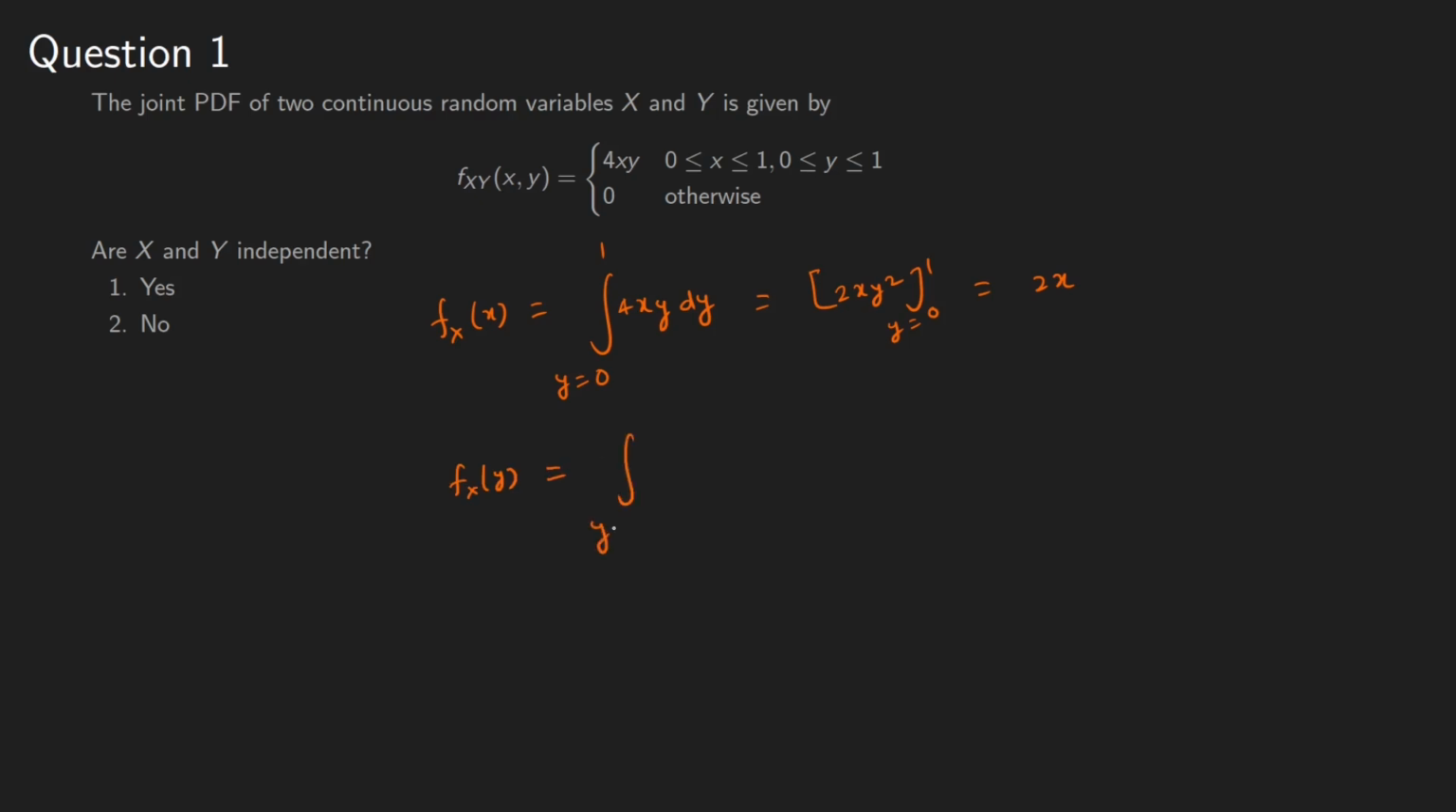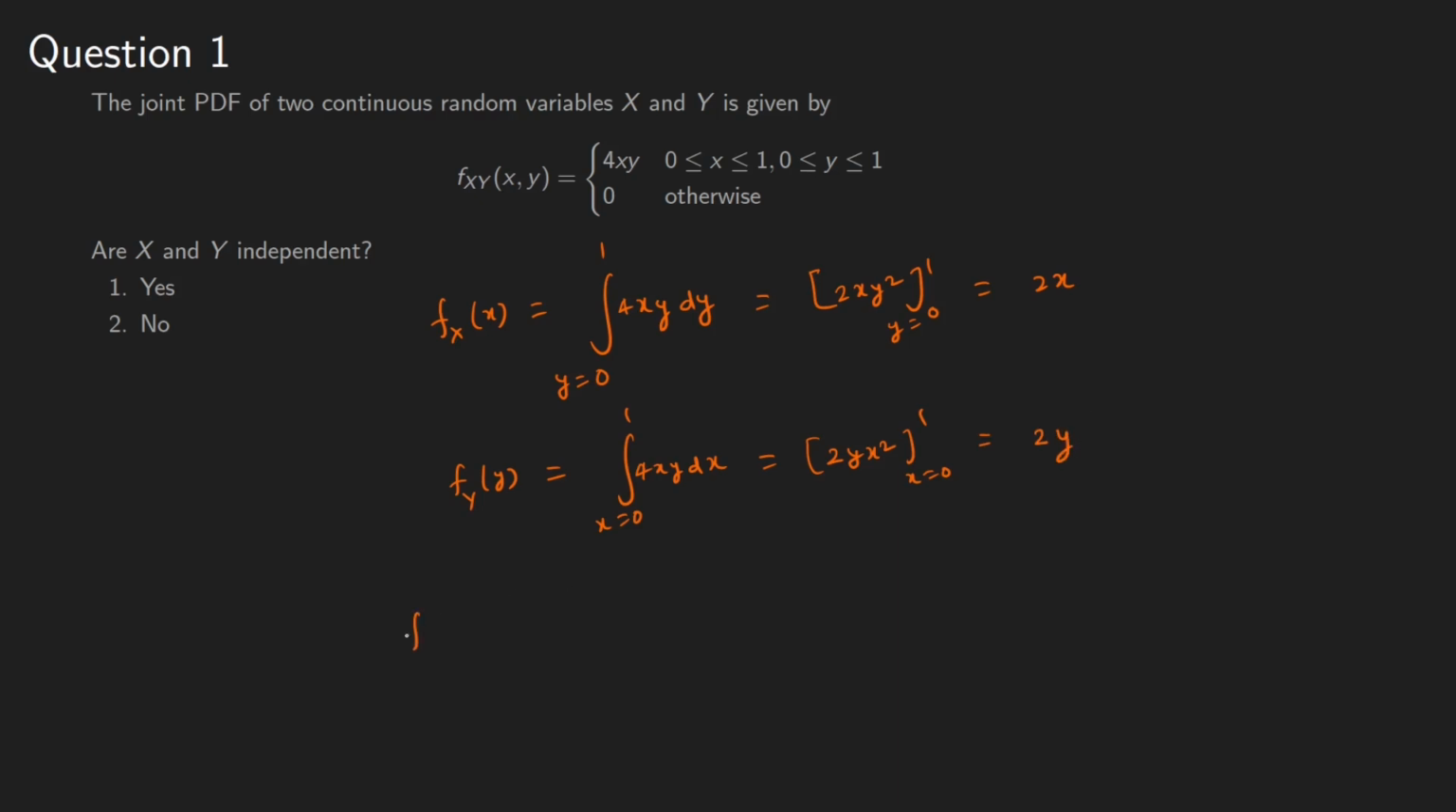And the marginal PDF of y. While calculating the marginal PDF of y, we can integrate the PDF with respect to x, where x goes from 0 to 1. So in this case, it will be 2yx squared, and x goes from 0 to 1. So finally it will be 2y.